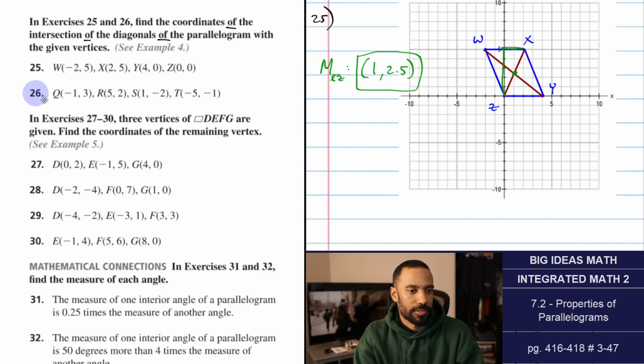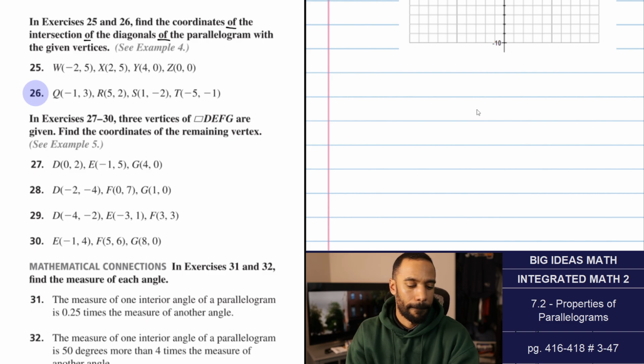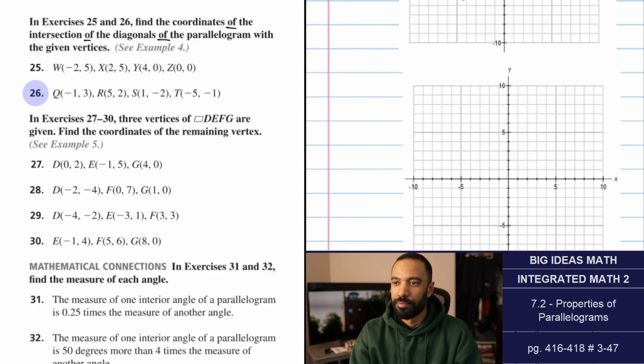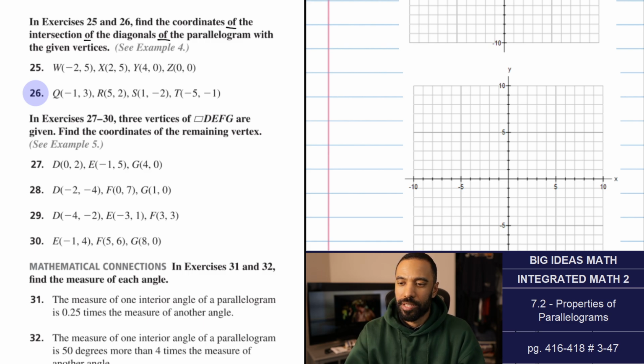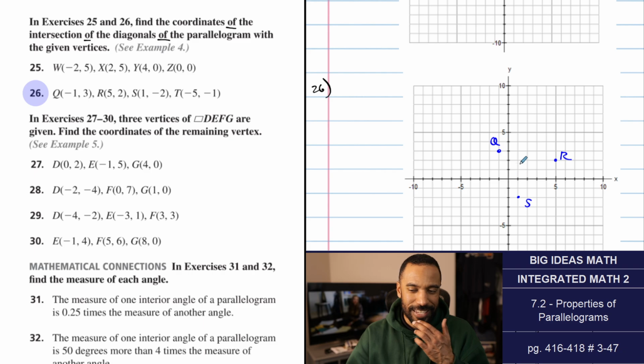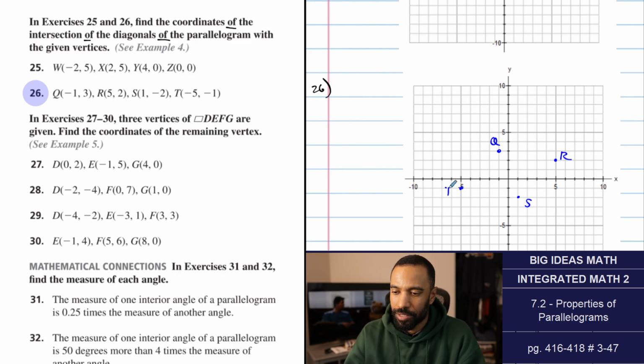Number 26. See, it's definitely slowed down, huh? We have Q at negative 1, 3. I'm not going to label it until I know. Sometimes you see me wait to write the letters because I don't want the letters to go inside the figure. I don't know where these points are yet. I'll put it up here. Q, R, S, and then T is at negative 5, negative 1.